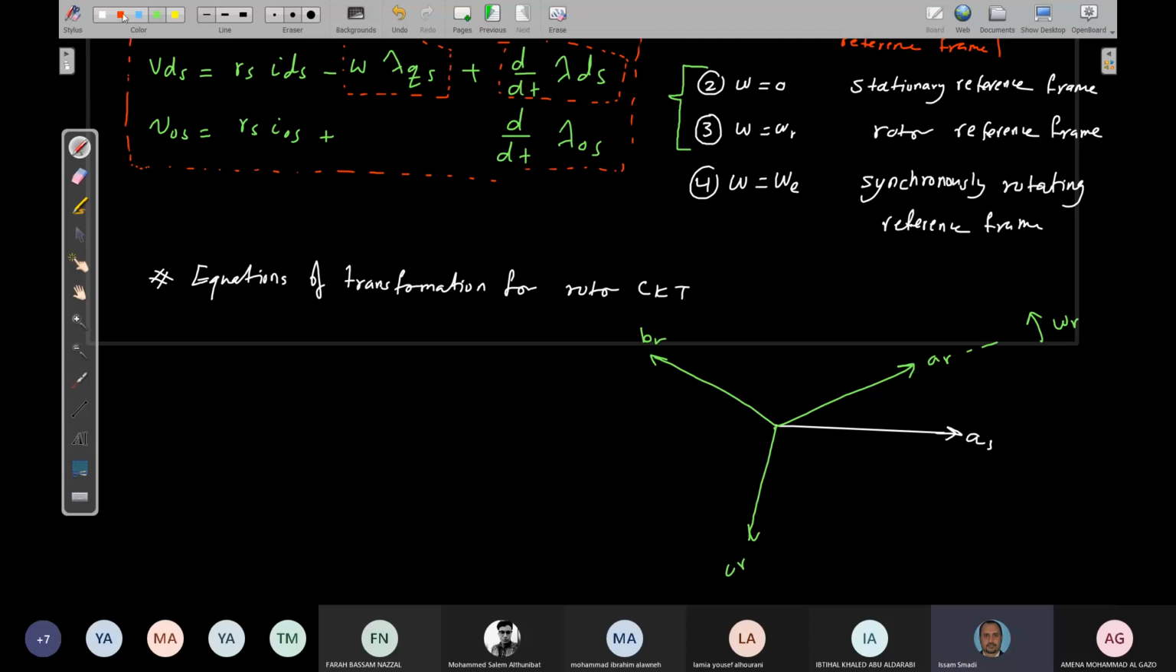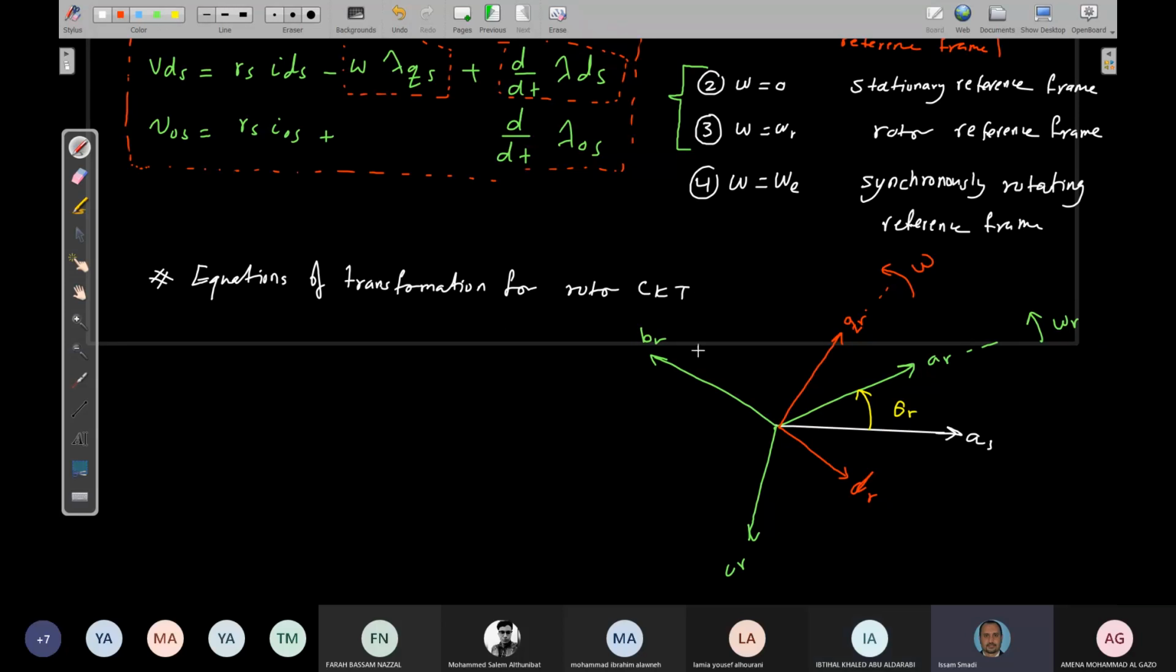Now I need to establish a frame. Let's assume this is QR, and this one is DR, the same thing as before. Let's assume this one is rotating at an arbitrary reference frame speed, omega, and I need to find the transformation matrix. Now the angle from here to here is what? Theta R, thank you.